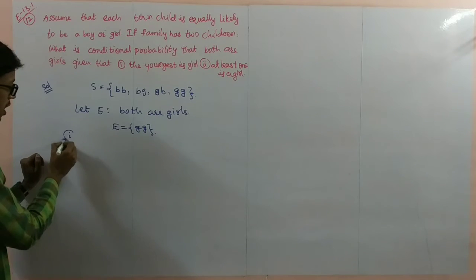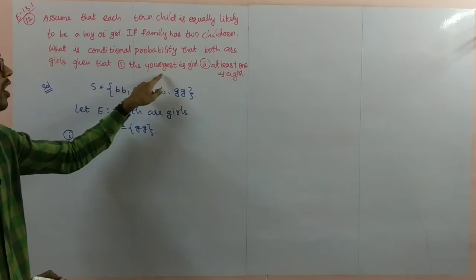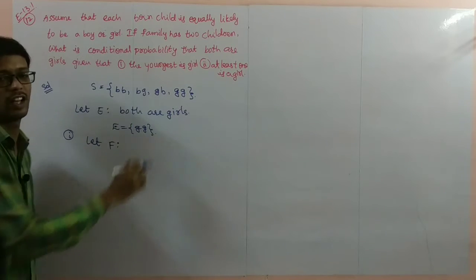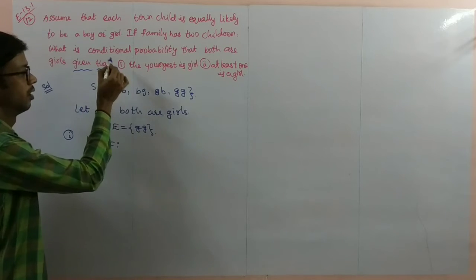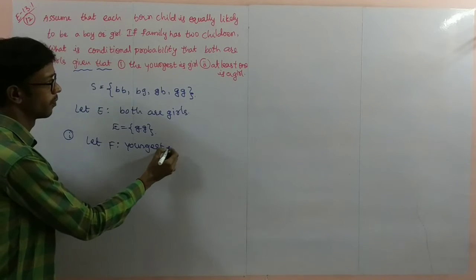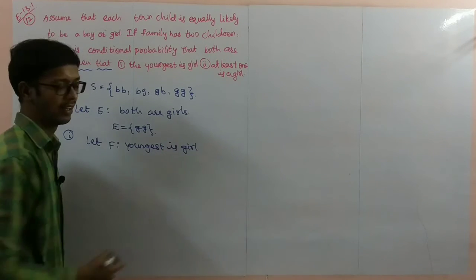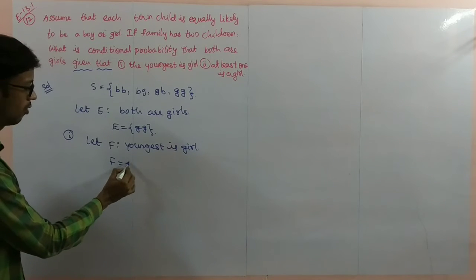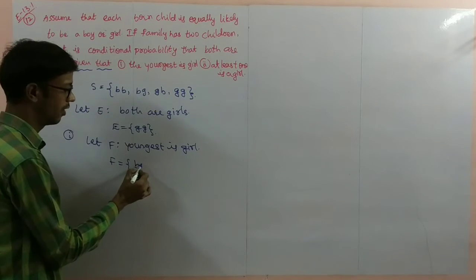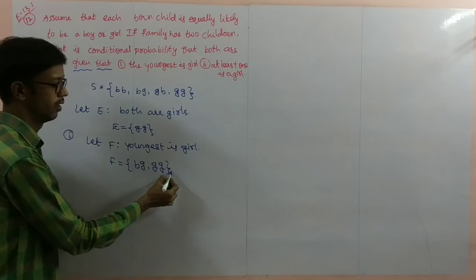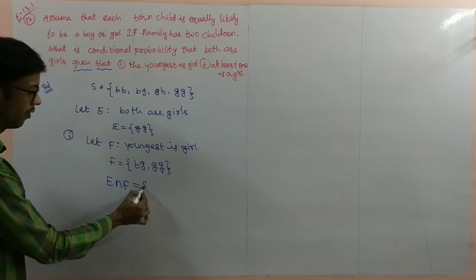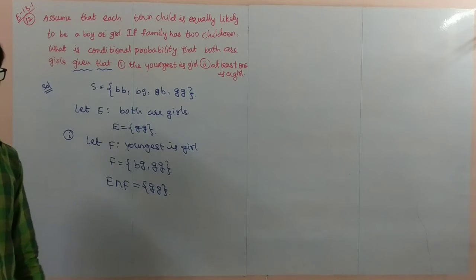Now question number 1. The youngest is a girl. Let another event have already occurred. Given that means already occurred. So F is the event: the youngest is a girl. So what are the favorable outcomes of F? Youngest means the second one. The second one is a girl. These are the favorable outcomes of F. What is the intersection part between E and F? Only one possibility, GG, both girls.